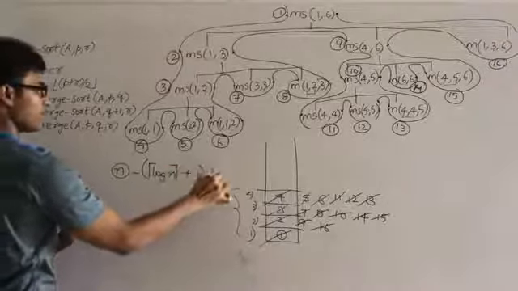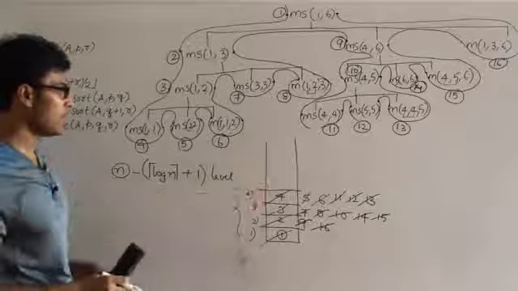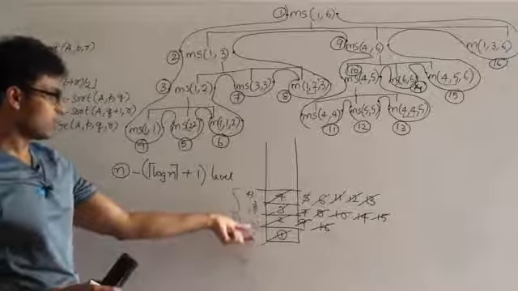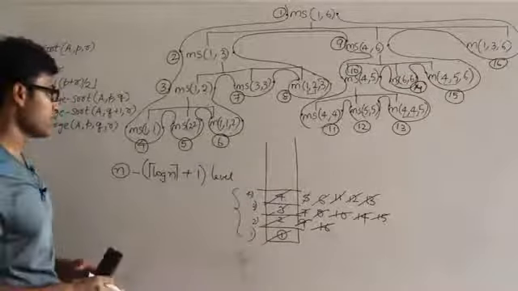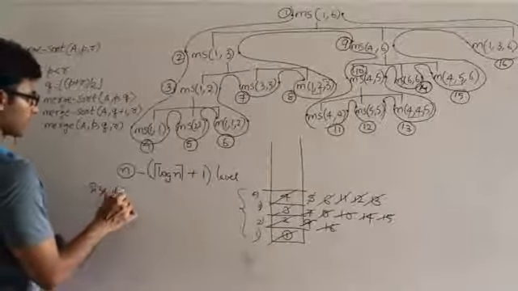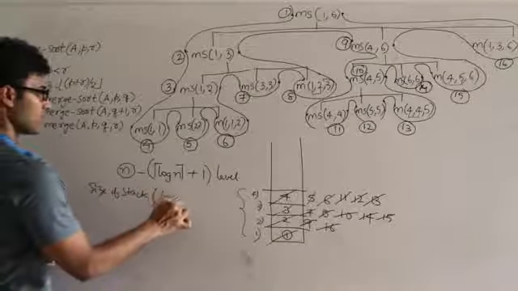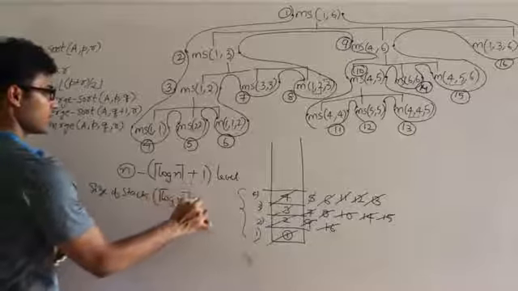These many levels are required, right? And for every level we need a cell in the stack. Therefore, assuming that, what is the stack size? Therefore the size of the stack required to implement this is log n plus 1.